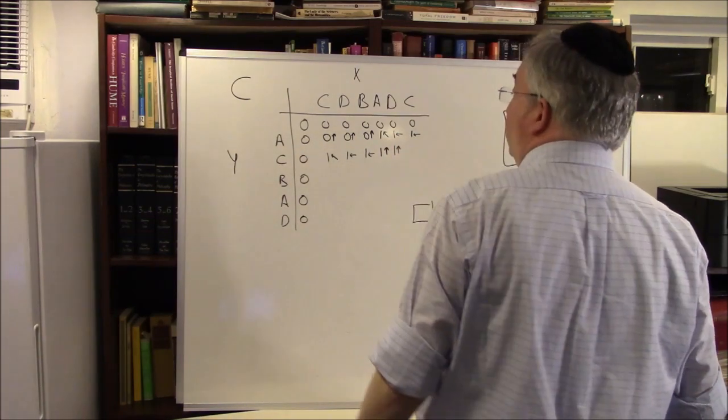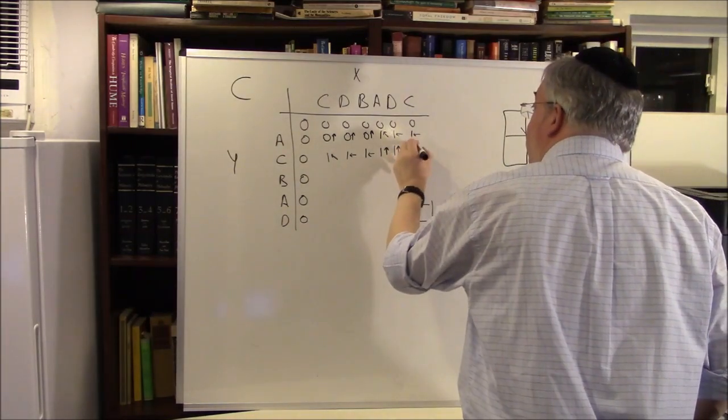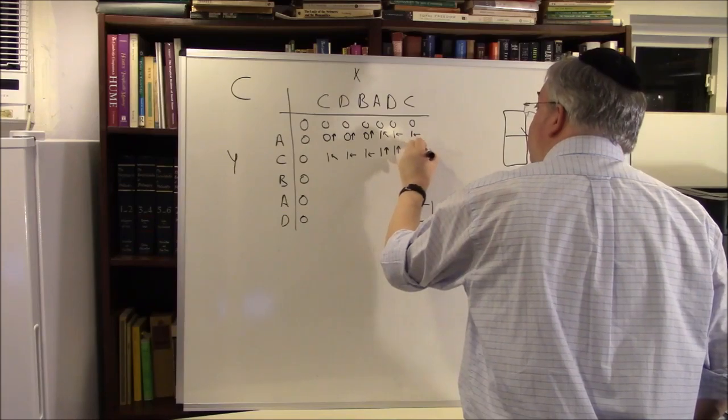C and C, okay, here's where it gets interesting. C and C matches, and so we look at this one, and we get 2, and we put in a diagonal arrow.